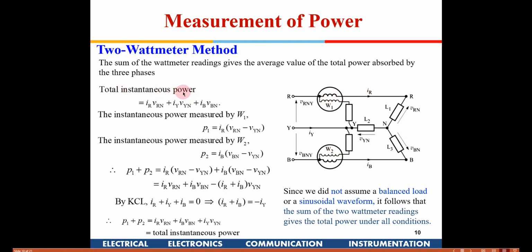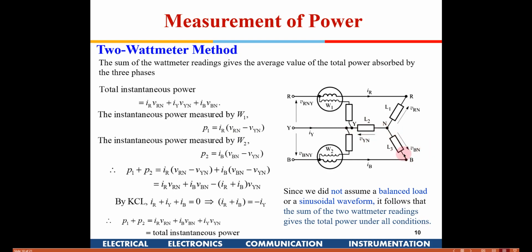What is the total power of the system? R, B, and Y stand for red, blue, and yellow, the 3 colors. The total power will be VRN into IRN, or I just call it IR, plus IY, the current flowing here, into the voltage VYN, plus the power here, which is IB.